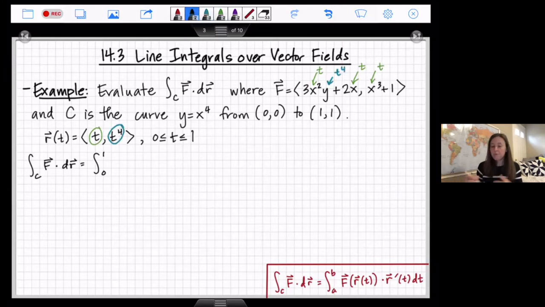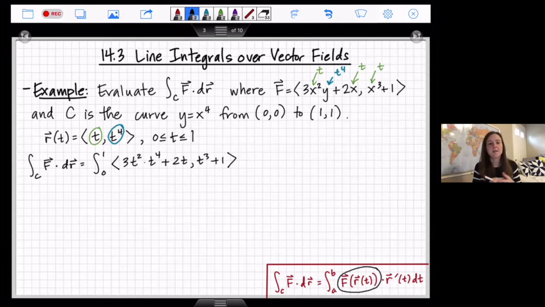All right, so f of r of t is going to be the vector 3 times x squared, we plug in t for x, so 3 times t squared, y, I'm plugging in t to the fourth, plus 2 times x, that's going to be 2 times t, comma. All right, so still looking at my capital F, the y component is x cubed plus 1. Plugging in the green stuff, t cubed plus 1. All right, so that was this part of the formula right there, that f of r of t. So plugging in the parameterization into the vector field, and then there is that dot product.